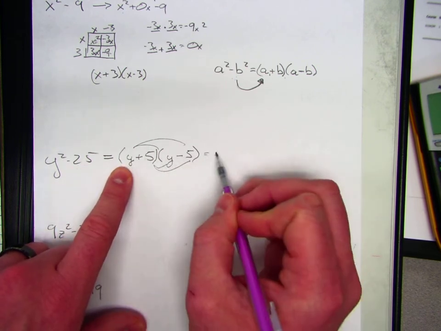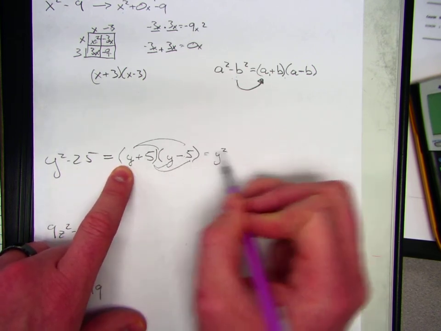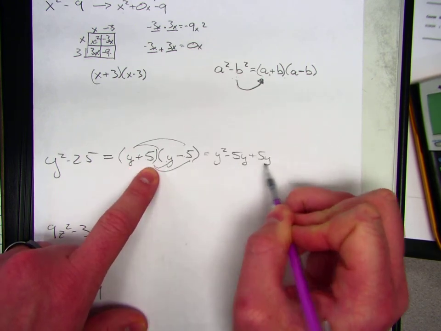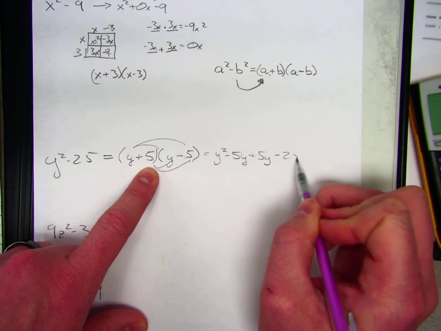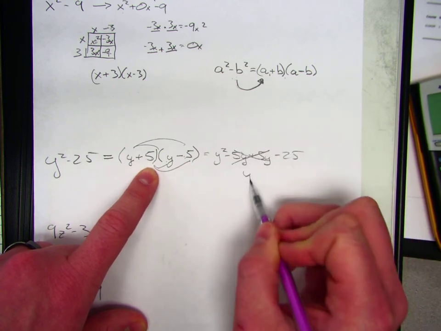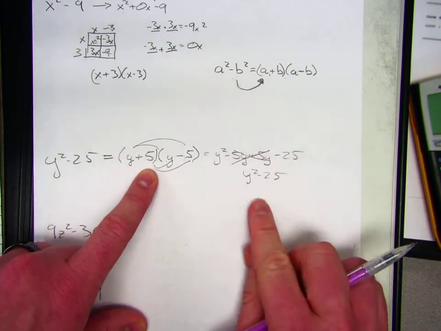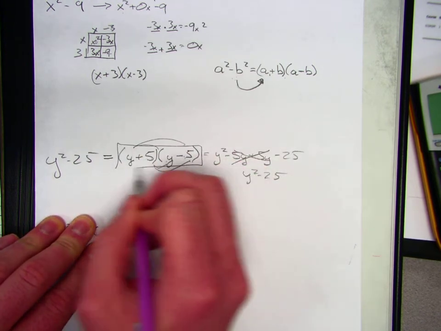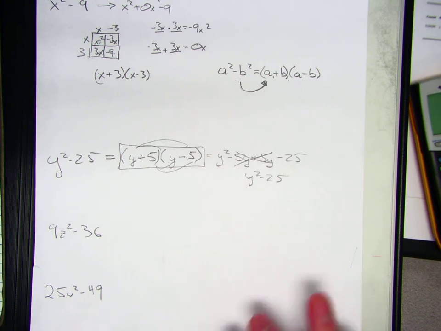Y times y is y squared. Y times negative 5 is negative 5y. 5 times y is 5y. And 5 times negative 5 is negative 25. Since those cancel, I end up with my original polynomial, and that's how we know that our factors are correct. So once again, if you got this, you're correct.